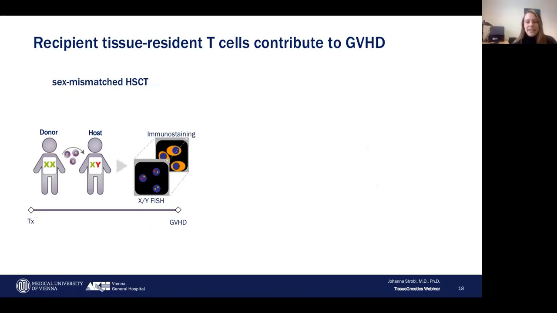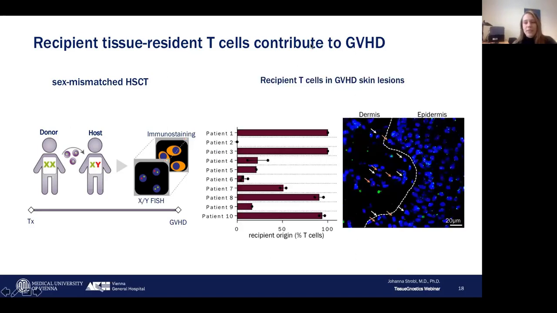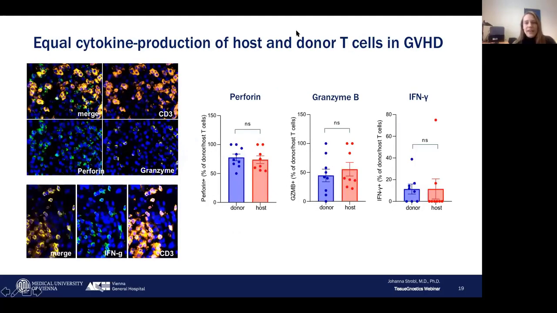We then employed the same technique I showed before with sex-matched stem cell transplantation and looked at recipient T cells in GVHD skin lesions. And here we saw huge patient variability, with some patients having up to 100% of host-derived T cell infiltrate, and other patients displaying more of a mixed donor-host infiltrate. So we investigated whether host and donor T cells can equally produce cytokines in graft-versus-host disease. And indeed, there doesn't seem to be an impairment of the host T cells in the ability to produce perforin, granzyme B, or interferon gamma.